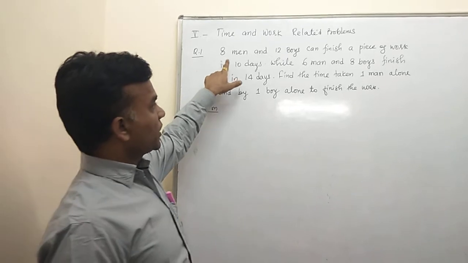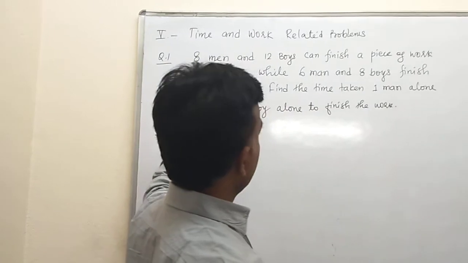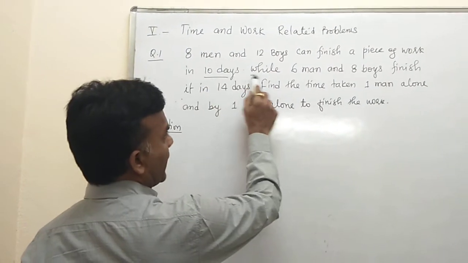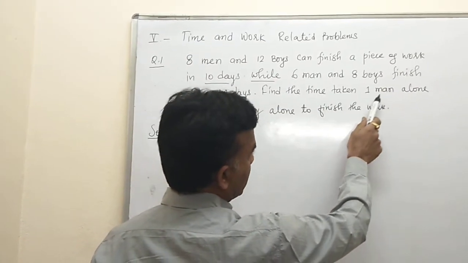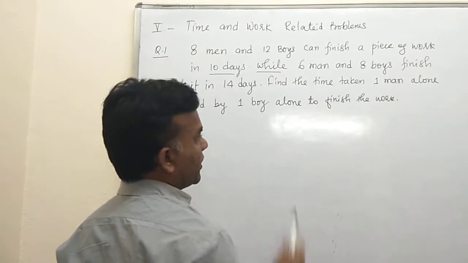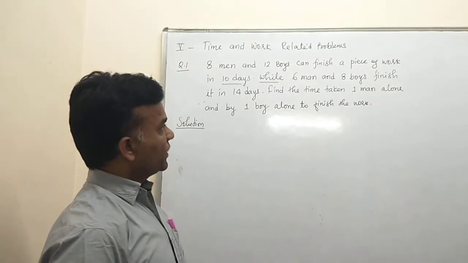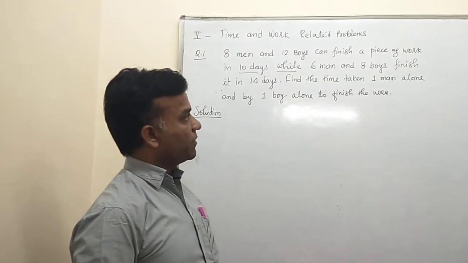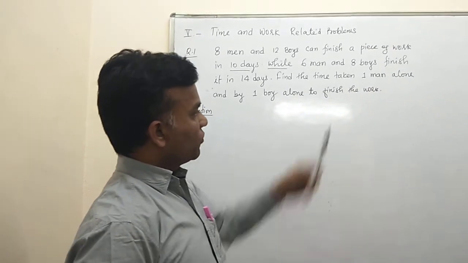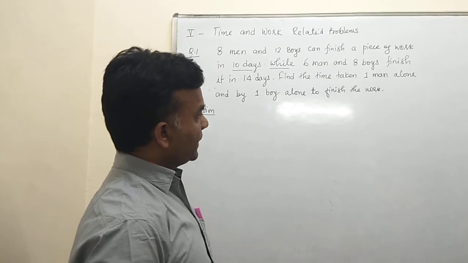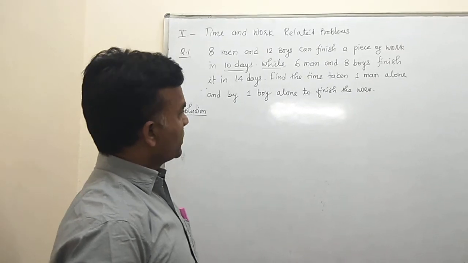So first we read out the question: 8 men and 12 boys can finish a piece of work in 10 days, while 6 men and 8 boys finish it in 14 days. Find the time taken by one man alone and by one boy alone to finish the work. Okay, so this question is related to work, and because there are two characters, men and boys, we assume first. We want to find how much time is taken by one man and how much by one boy to finish the work.